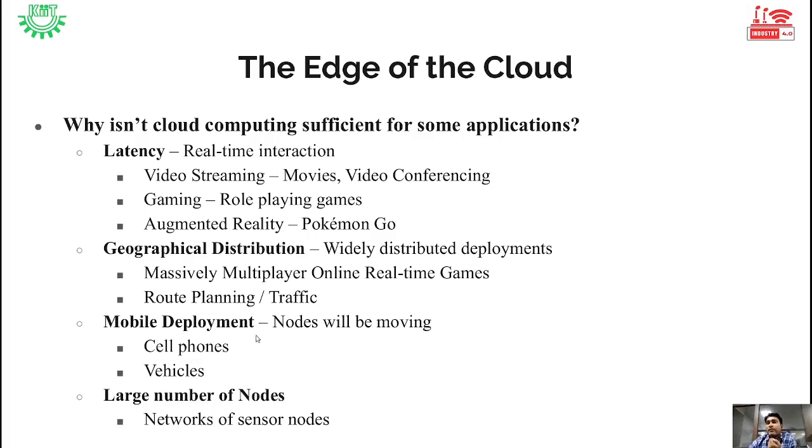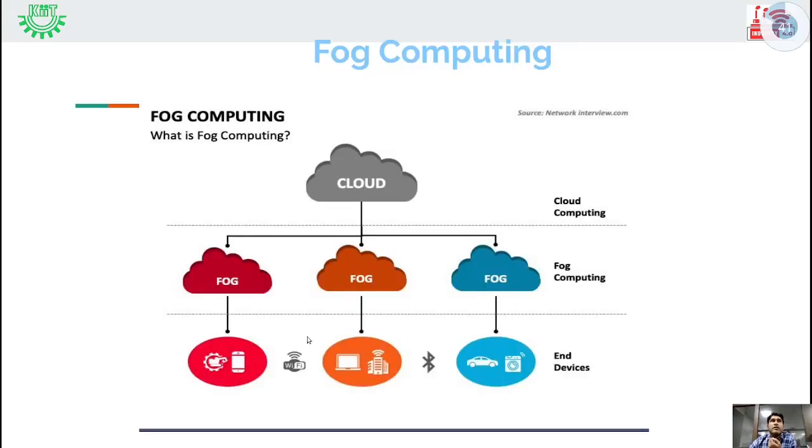Then mobile deployment. When the nodes are moving, such as cell phones and vehicles, it is difficult to use cloud computing. Another issue is the large number of nodes. When you have sensor nodes, or the network of sensors that we have in the case of IoT, the Internet of Things, then the cloud may not serve our purpose and we have to go for fog computing.